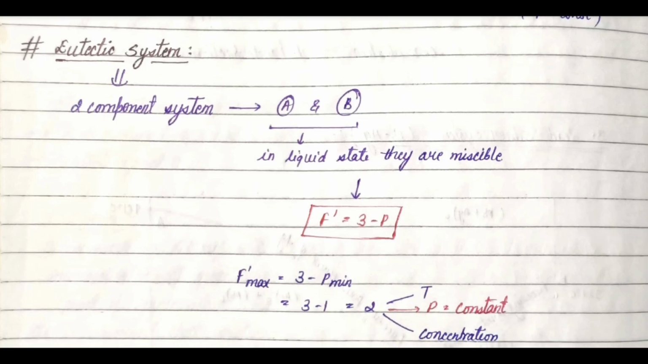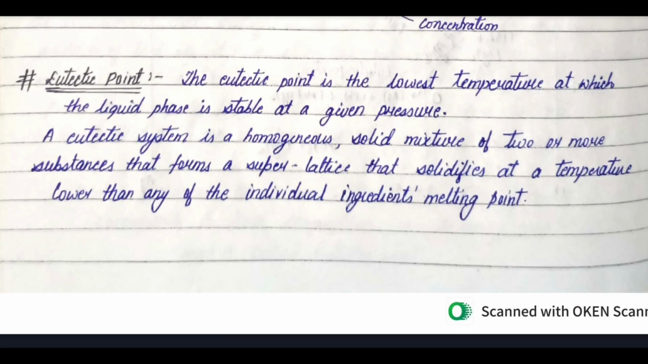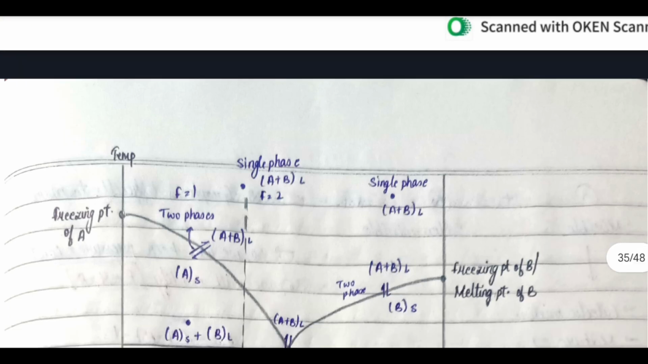Eutectic system. For a two component system A and B in liquid state, they are miscible, so F dash is equal to 3 minus P. For F maximum, 3 minus 1 equal to 2, that is temperature and concentration, with pressure constant. Eutectic point: the eutectic point is the lowest temperature at which the liquid phase is stable at a given pressure. A eutectic system is a homogeneous solid mixture of two or more substances that solidifies at a temperature lower than any of the individual ingredients' melting point.